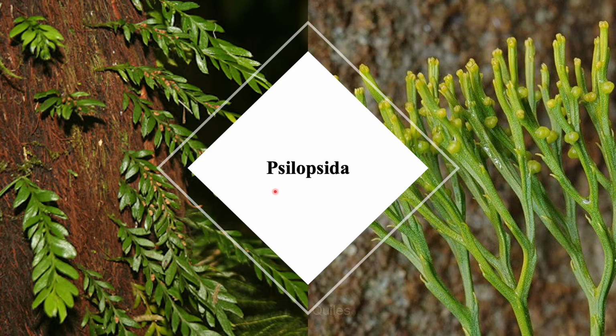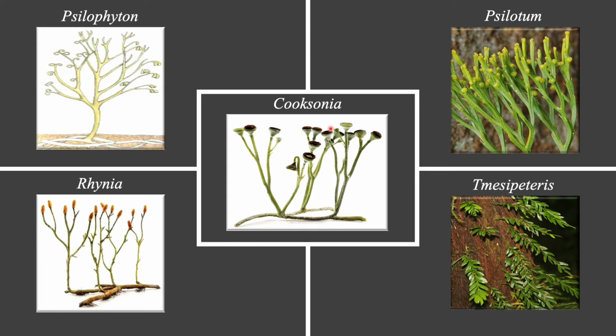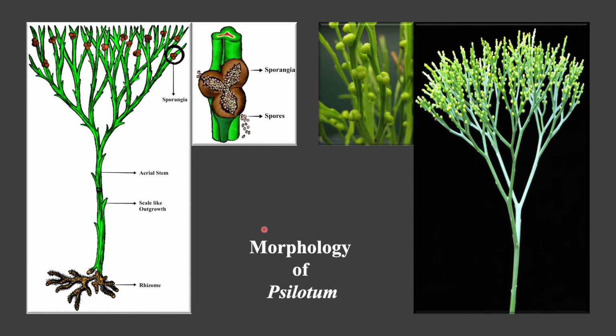This is the oldest group of most primitive, rootless, and leafless vascular plants. Psilopsids contain both living and extinct or fossilized members. The extinct or fossilized members are Xylophyton, Rhynia, and Cooksonia, while the living members of Psilopsids are Psilotum and Tmesipteris. In Psilopsids, the sporophyte generation is dominant and the gametophyte is reduced.